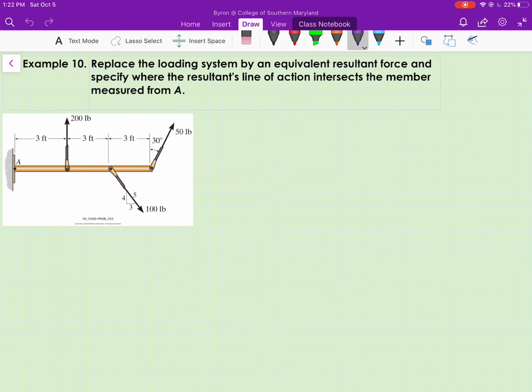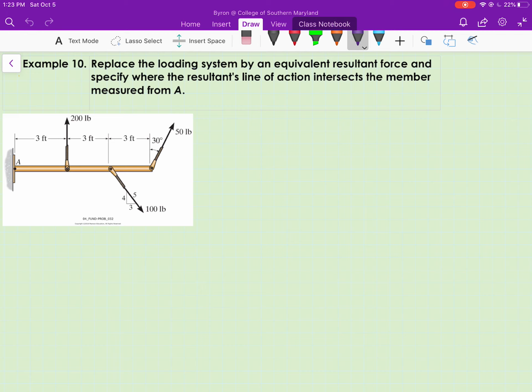So my approach to this problem is to replace the loading system by an equivalent resultant force and couple moment at A. And then, in recognizing that this is a coplanar force system, I can move the resultant force some distance d away from A such that that resultant force produces the same moment as the equivalent resultant moment about A. So remember what we talked about in the lecture about coplanar force systems.